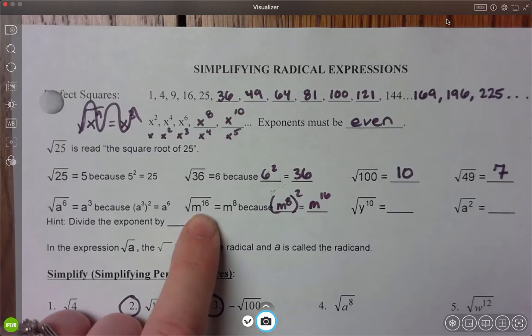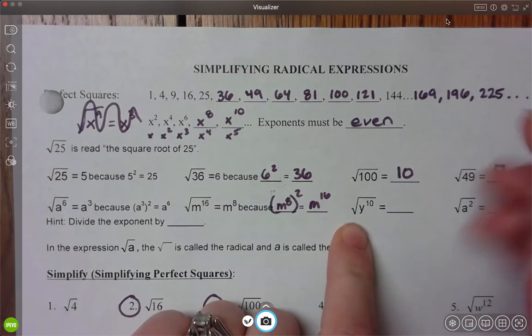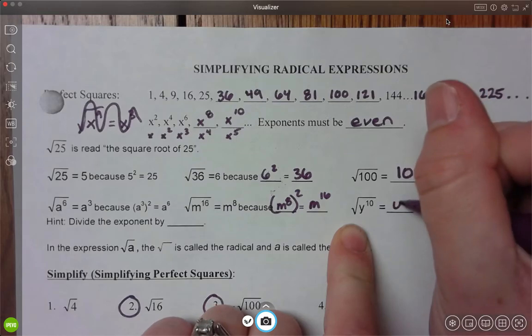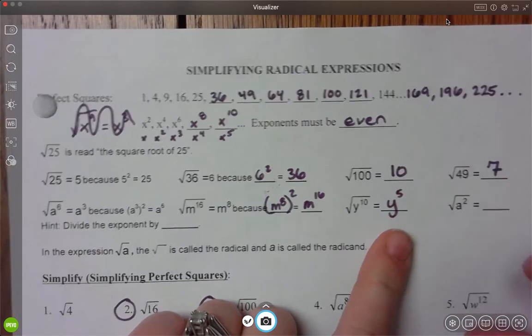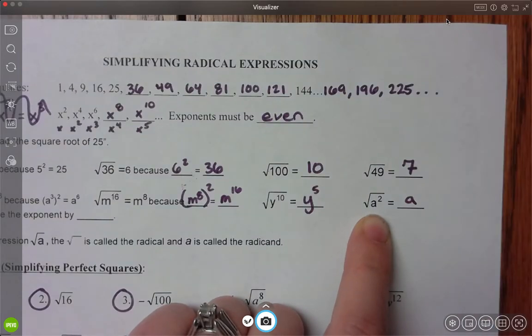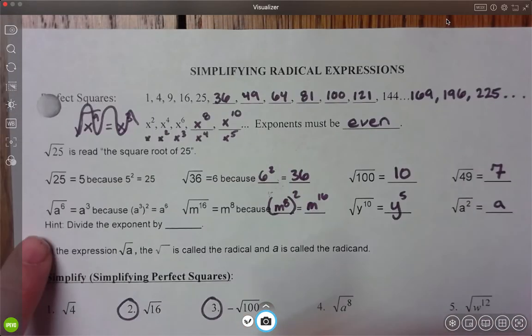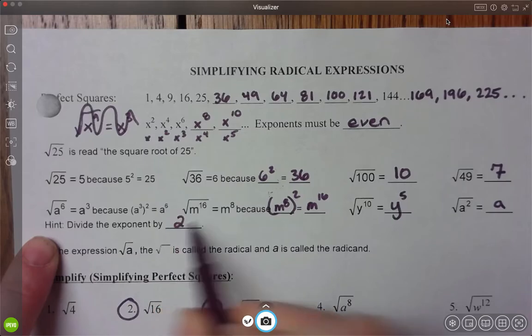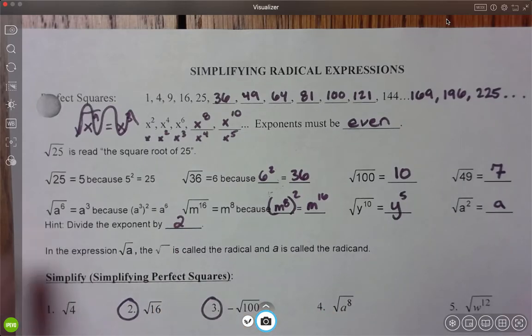The square root of y to the 10th is going to be y to the 5th. You're dividing those by 2. The square root of a squared is just going to be a to the 1st power, or just a. So hint: you're dividing the exponent by 2. Okay, so let's go down and do some of these down here.